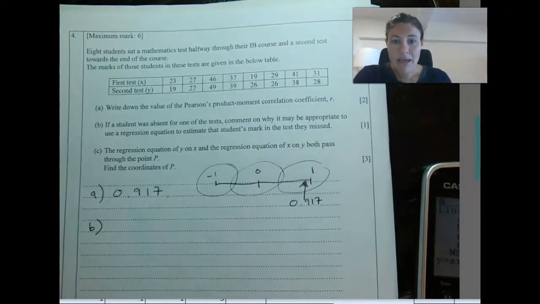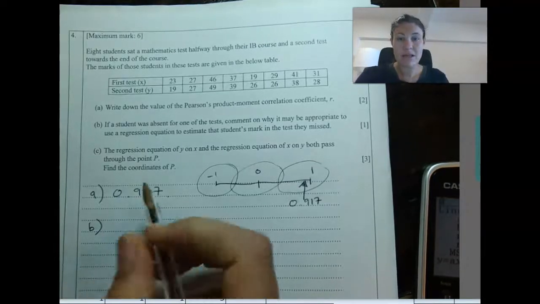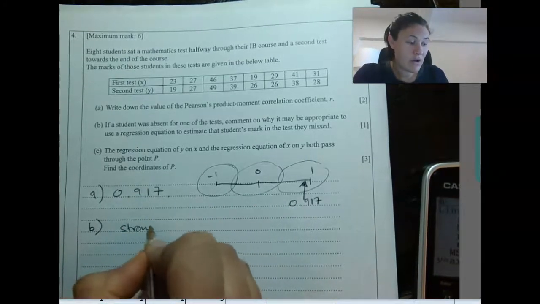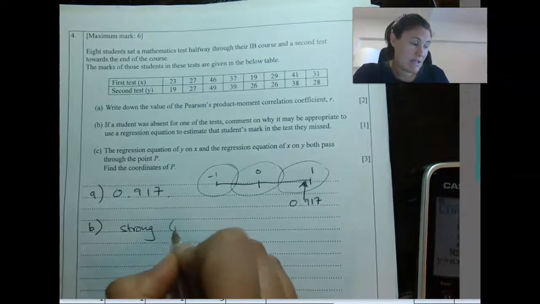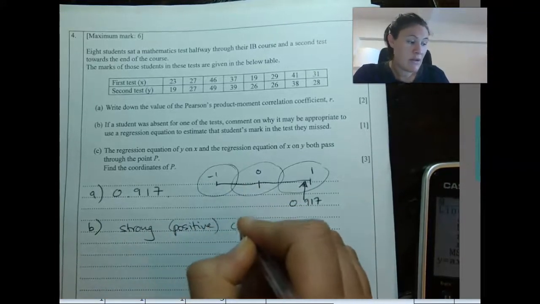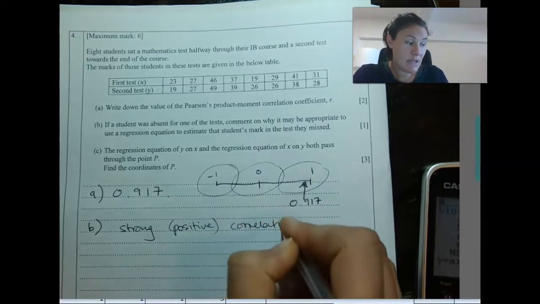All right, for part B, if a student was absent from one of the tests, comment on why it might be appropriate to use a regression equation to estimate the student's mark. We need to think about 3 things here. First of all is the value of the correlation. So here, because we have a strong correlation, it doesn't matter if it's positive or negative. If it's strong, then we can use it as an estimate.